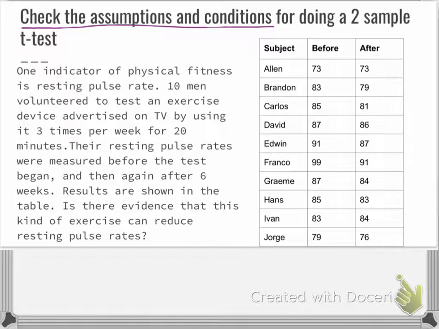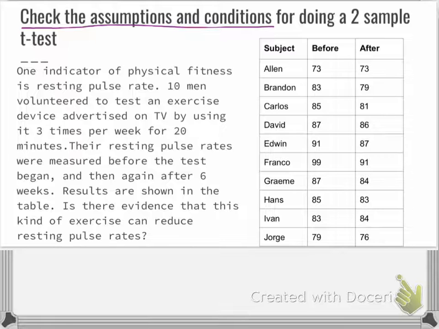So what we're going to do is start with a warm-up. I'm going to put it up and have you pause the video. All you're doing here is looking at this: one indicator of physical fitness is resting pulse rate. 10 men volunteered to test an exercise device advertised on TV by using it 3 times per week for 20 minutes. Their resting pulse rates were measured before the test began and then again after 6 weeks. Results are shown in the table. Is there evidence that this kind of exercise can reduce resting pulse rate?